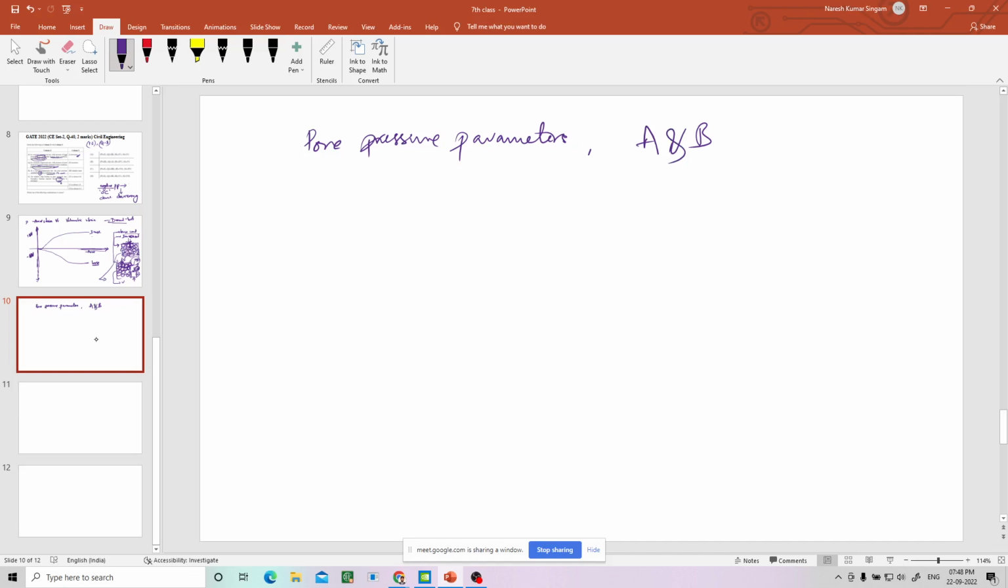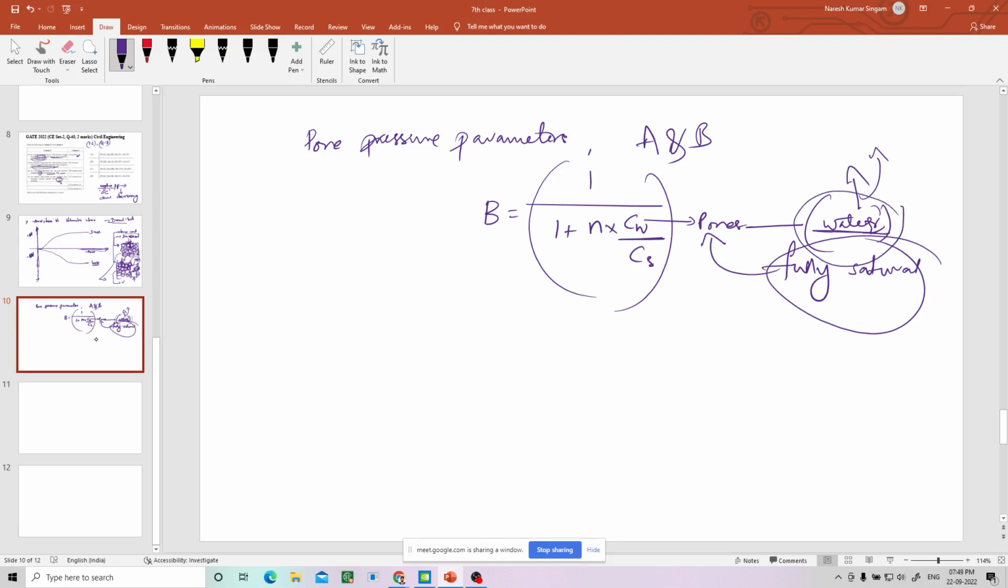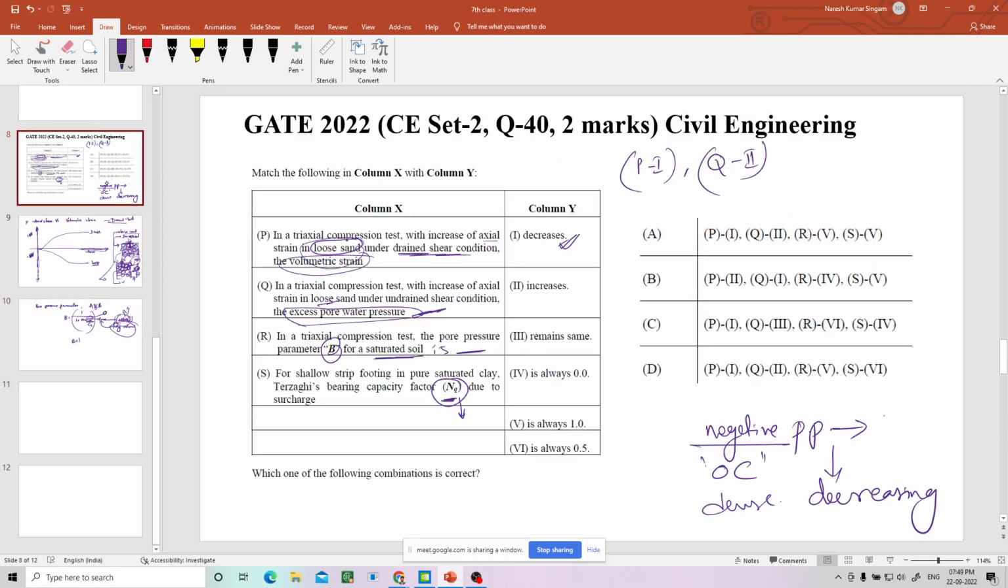You can go through the Gopal Ranjan textbook, where there are derivations for these two. I can give you the direct formula for B, that is 1 by 1 plus porosity into coefficient of compressibility of pores divided by coefficient of compressibility of soil skeleton. This is the formula for B. When the pores are filled by water, water is incompressible. Fully saturated condition means pores are totally filled by water. So when the water is incompressible, this value is 0. When it is 0, B equals 1. So the value of B is always 1.